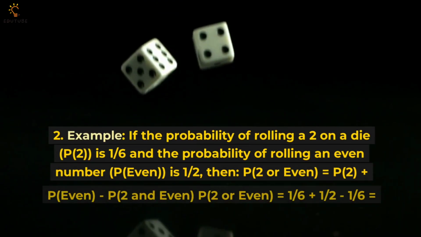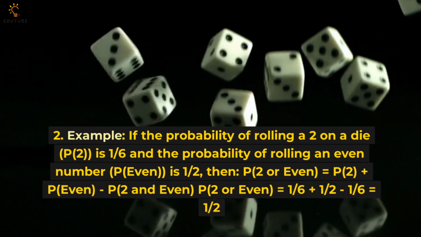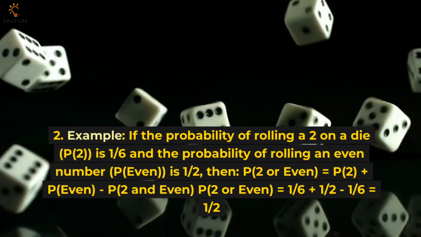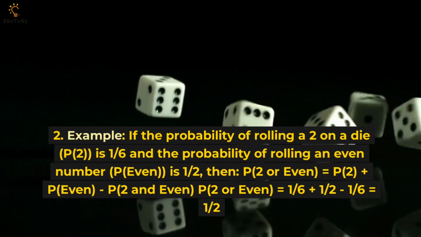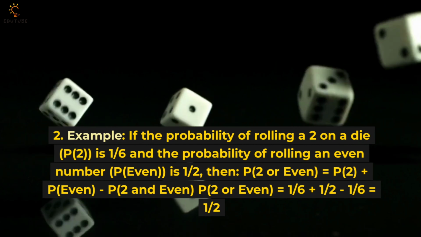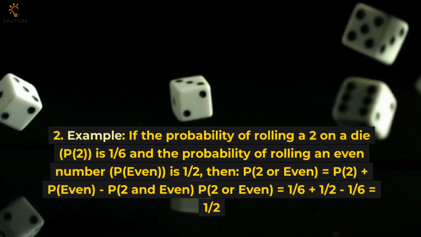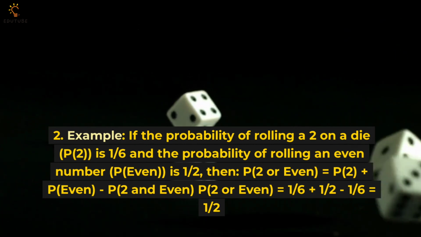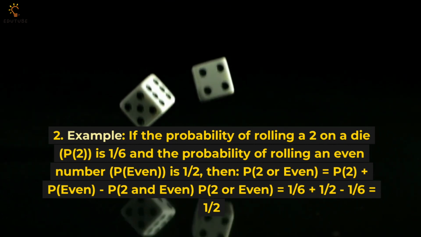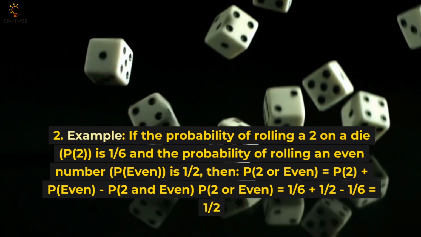Example: if the probability of rolling a 2 on a die, P(2), is 1/6, and the probability of rolling an even number, P(even), is 1/2, then P(2 or even) = P(2) + P(even) - P(2 and even). P(2 or even) = 1/6 + 1/2 - 1/6 = 1/2.